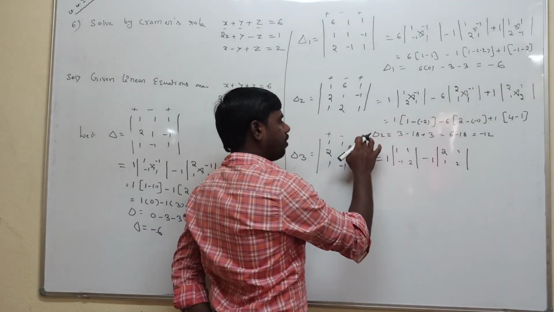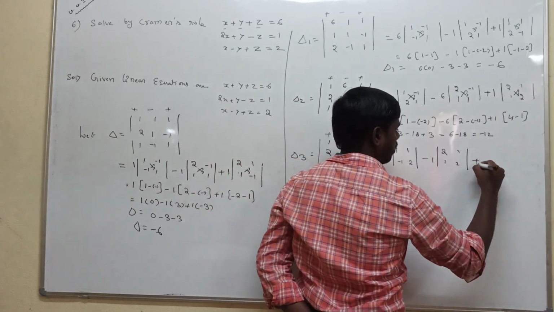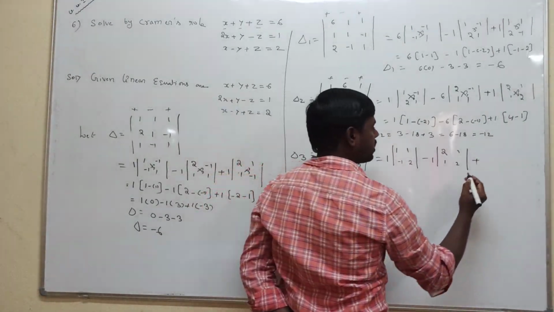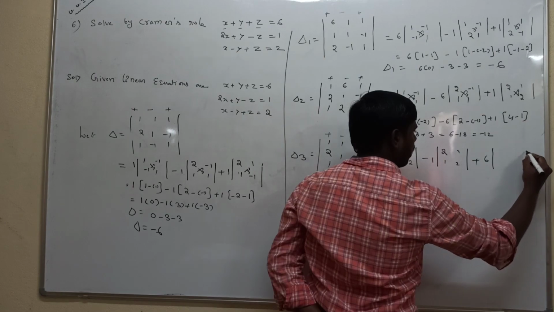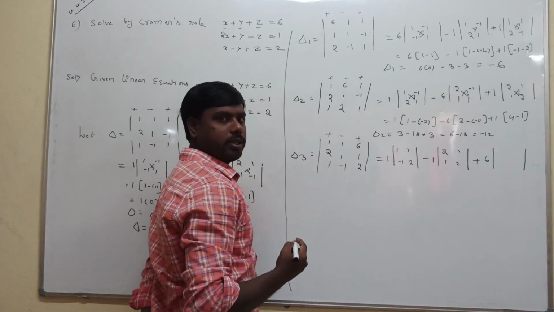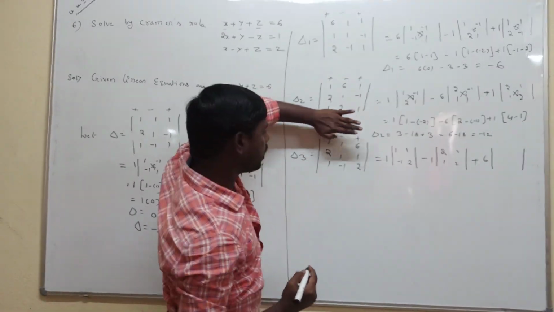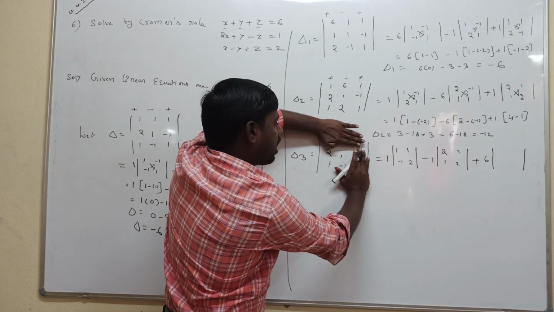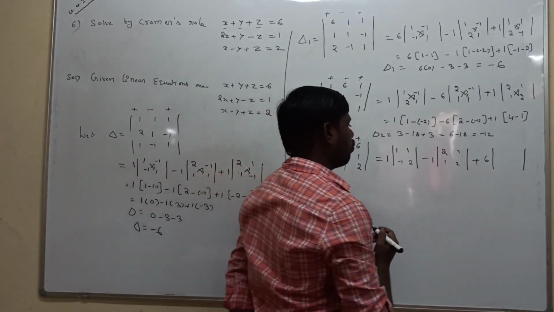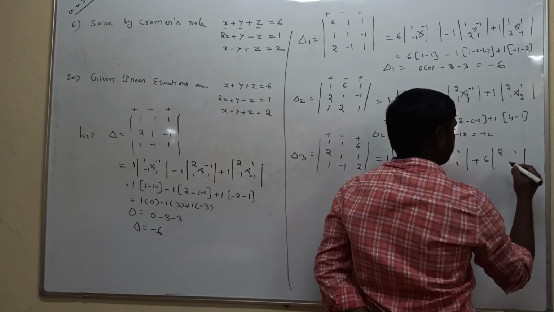What is the third symbol here? Plus. What is the element here? The third element is 6. 6 is present in the first row and third column, which is eliminated. What is left of the elements? 2 1, 1 minus 1, 2 1, 1 minus 1.